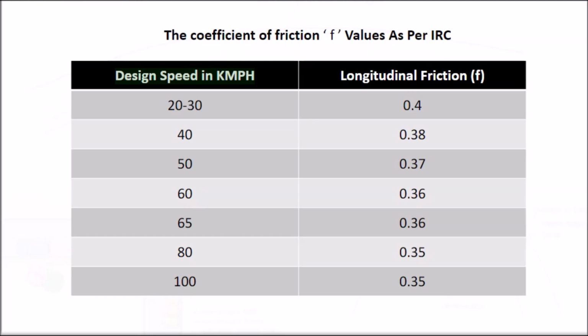Design speed in kmph: 20 to 30. Longitudinal friction, F: 0.440, 0.3850, 0.3760, 0.3665, 0.3680, 0.35100, 0.35.